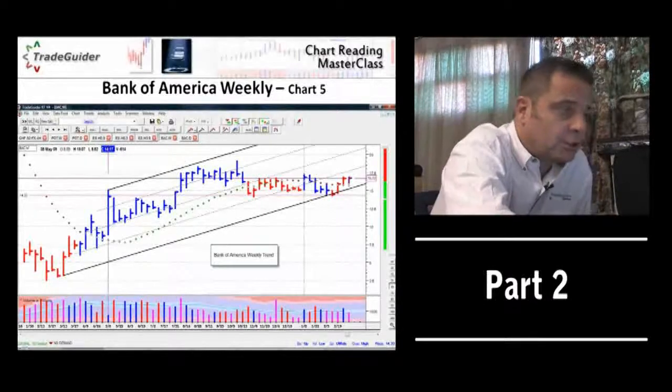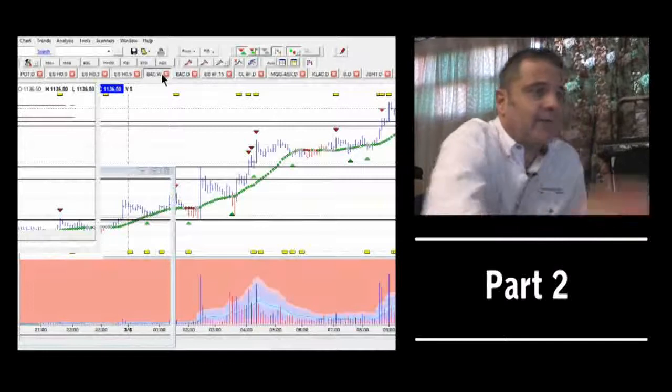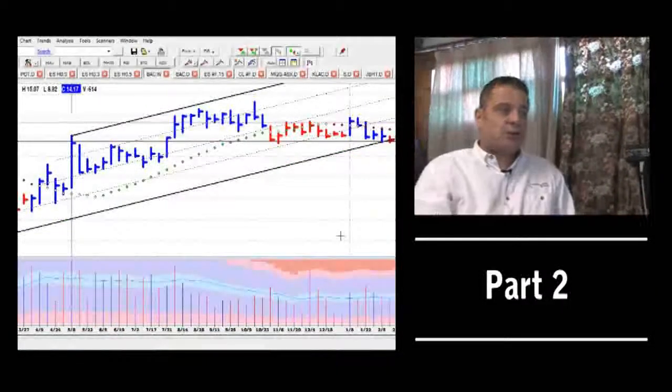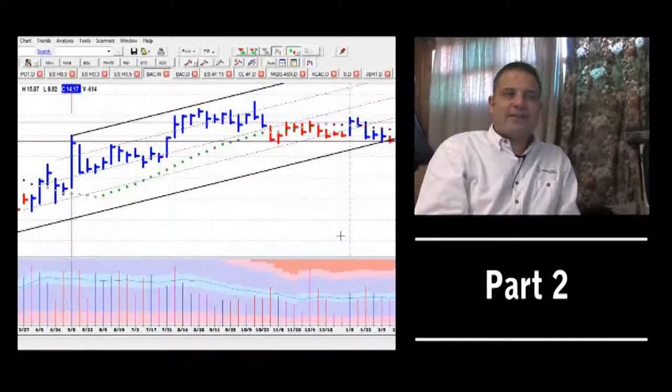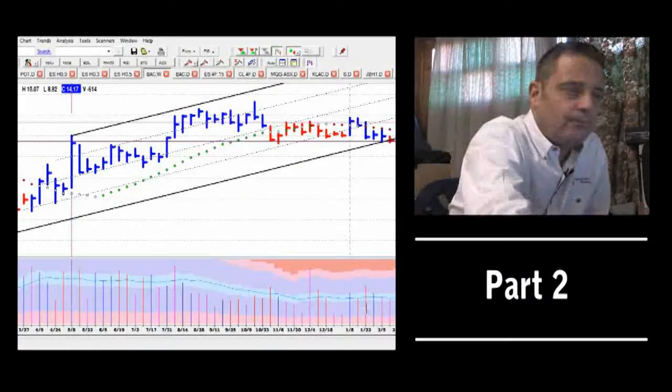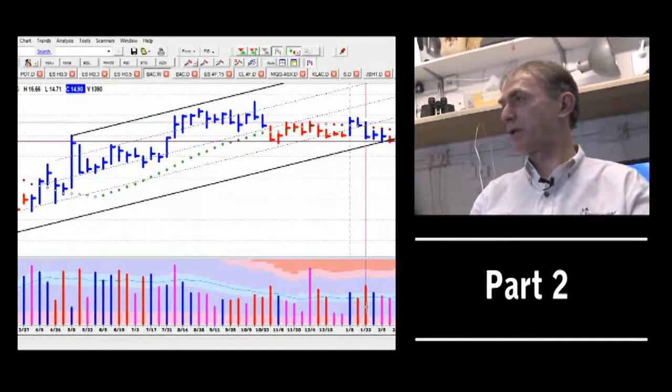But let's go and have a look at the chart itself, and we'll have Philip come in. Philip, weekly Bank of America, what's your initial view of that? It's definitely trended up, but it's sort of gone into a sideways movement, and I found that quite difficult to read. Yes, I'm thinking the same thing.